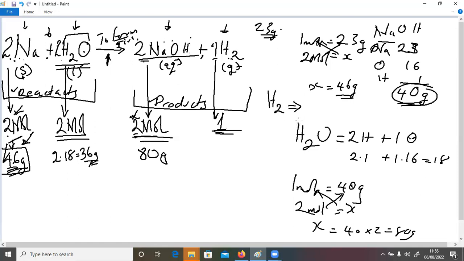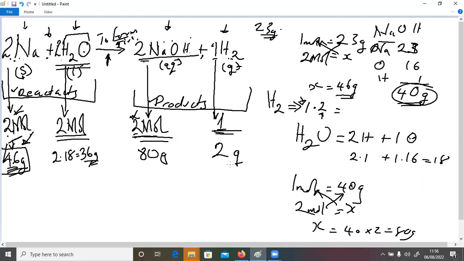Sorry, the work looks poor, not arranged. So it is 1 multiplied by 2 because there are 2 hydrogens and each of them has a mass of 1. So this equals 2 grams.